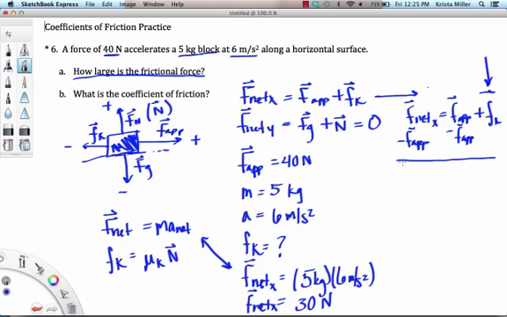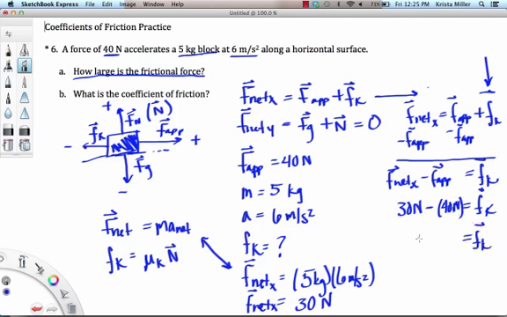So F net minus F applied equals force of friction, kinetic friction, right? So F net in the x minus applied equals force of kinetic friction. And the net is 30 newtons. The applied is 40 newtons. So the force of kinetic friction is negative 10 newtons.